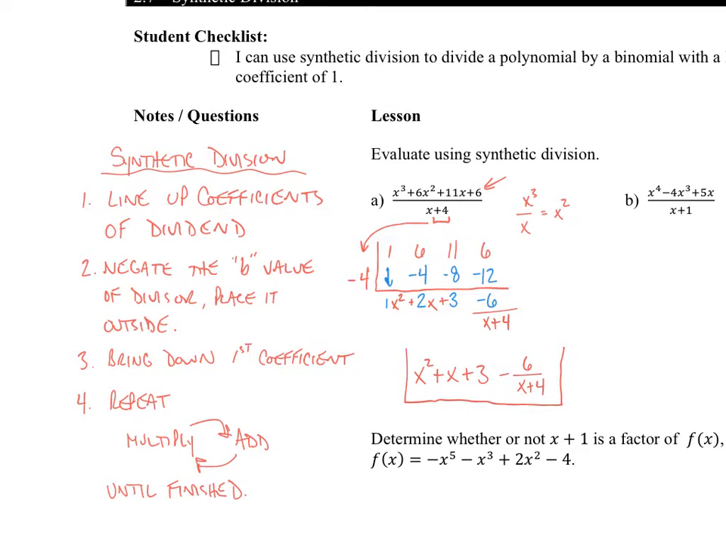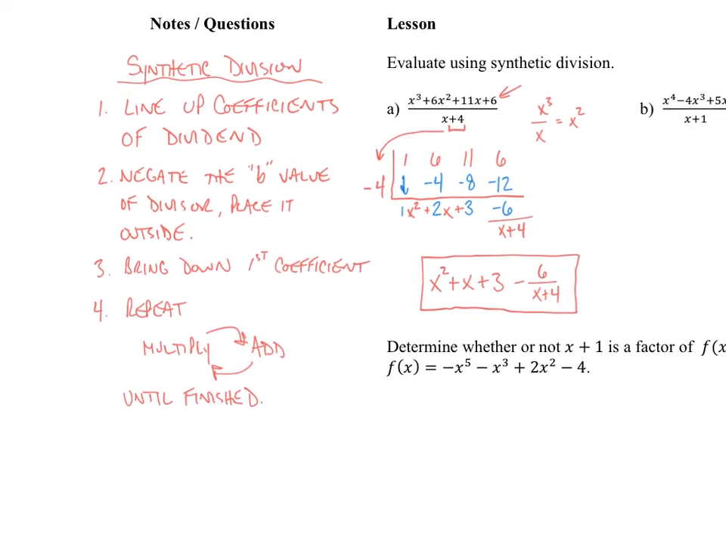And the first couple times you do this, it's going to be new, but then you're going to realize it's so much faster than doing long division. The thing is, you can't do this all the time. Sometimes you do still need to use long division. So let's first identify when it is that we can use synthetic division.